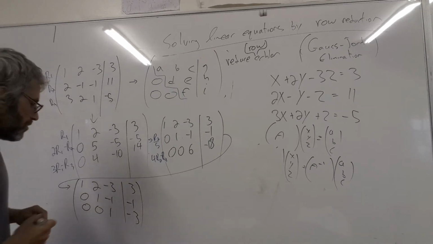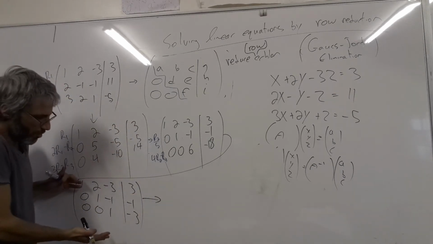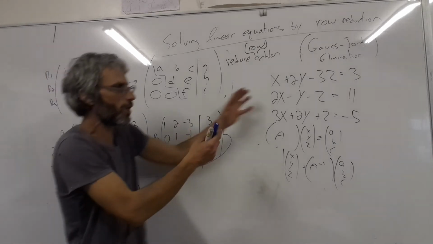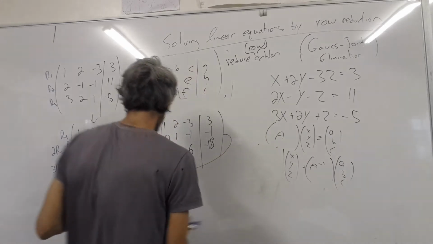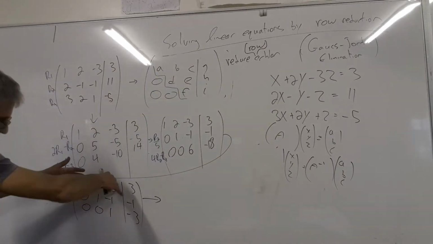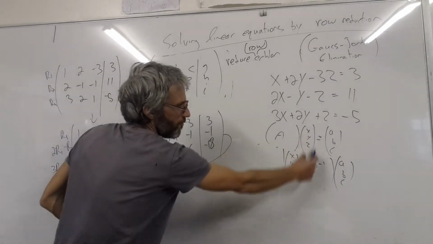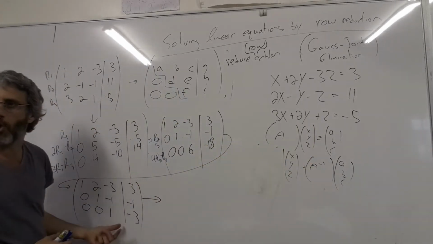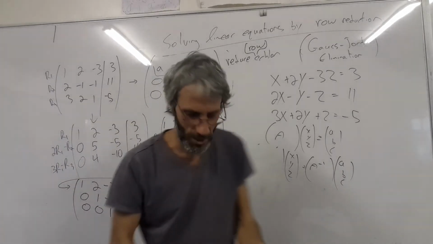Okay? Now, what does this thing say? We've got some augmented matrix, but remember we started with the system of linear equations. So we can rewrite this thing. This is the matrix of the coefficients. This is the column of the variables. And this is the new column of the solution. Okay? So what does this thing say?